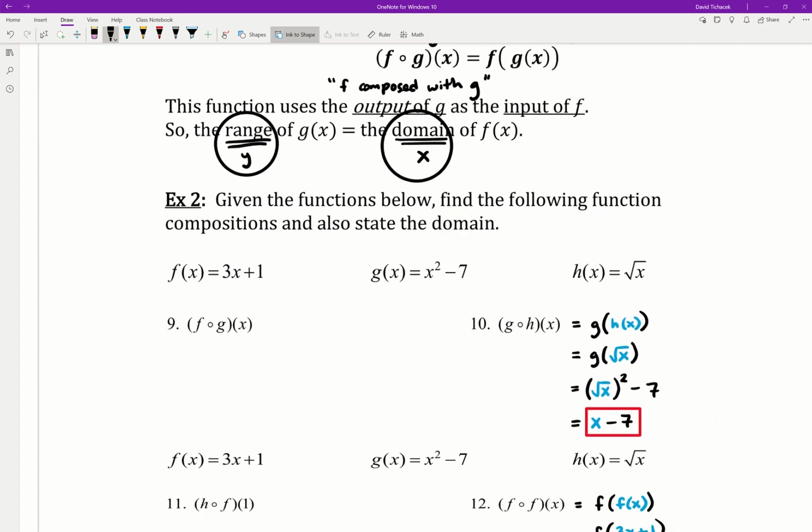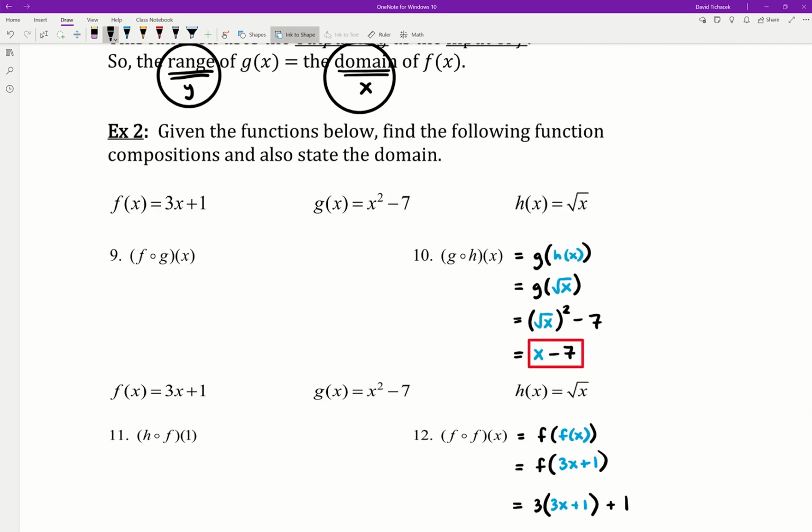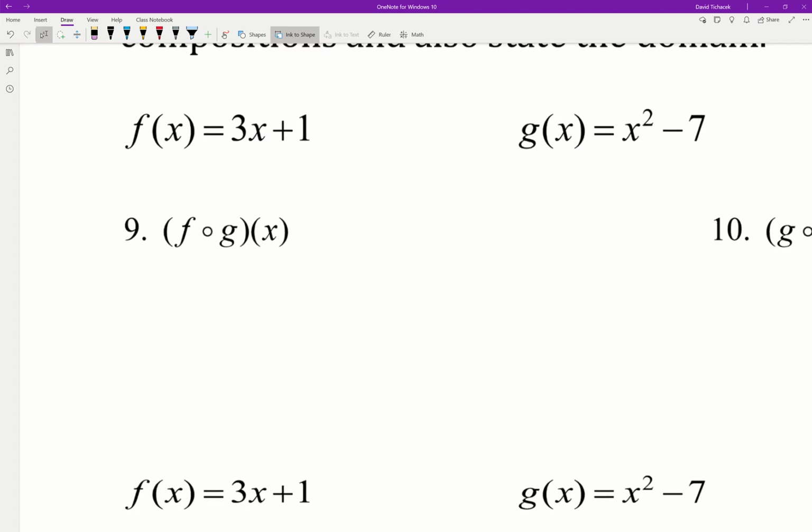So whenever we're taking a look at examples here, we're going to keep in mind that special notation and how we combine these functions together. So let's go ahead and do that here, right? So number 9 says F composed with G of X. And the way that I like to do this is to write it out, right? So I've got F of something. What is that something? That something is the output of G.